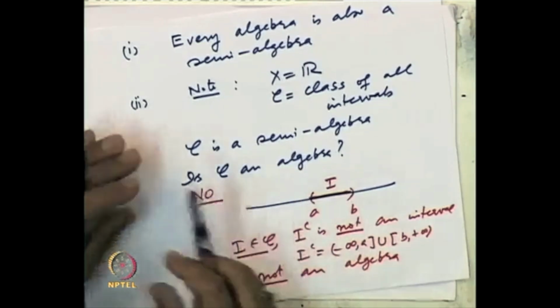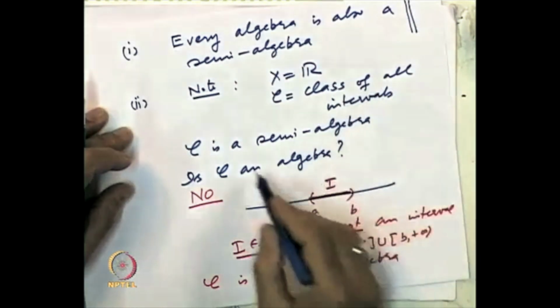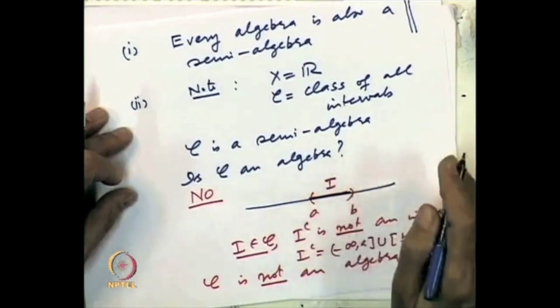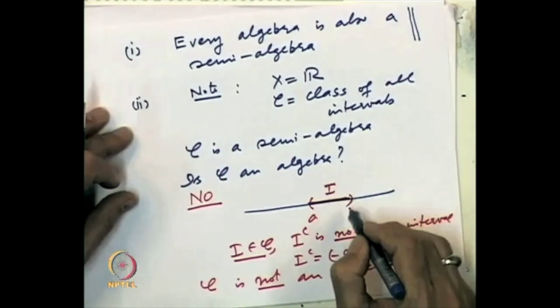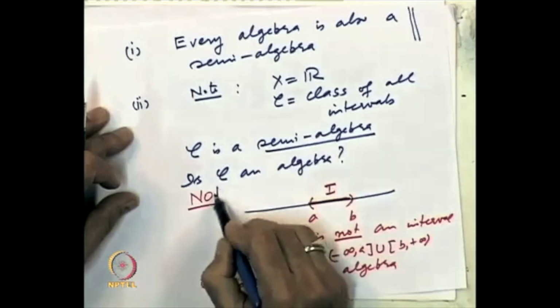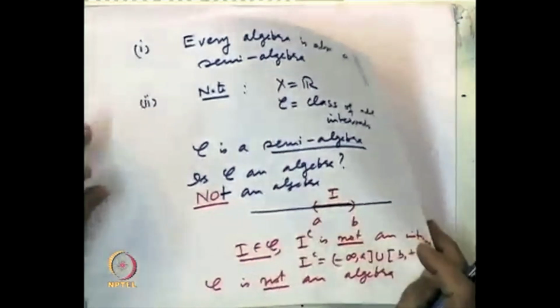So let me emphasize again, property one says every algebra is also a semi-algebra, and this says every semi-algebra need not be an algebra. There are examples of collections of subsets. For example, in the real line, the collection C of all intervals is a semi-algebra, but it is not an algebra. So being an algebra is a much stronger property than that of a semi-algebra. Let us look at some more examples.